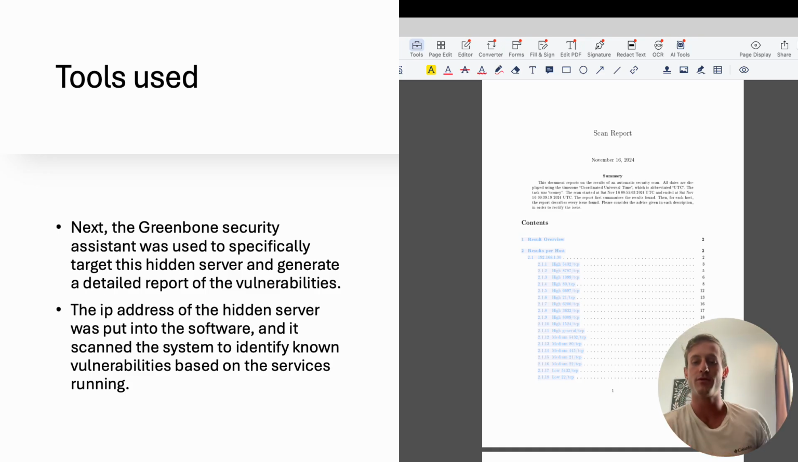All right, some more of the tools that I used. After I discovered the hidden server, next the Greenbone Security Assistant was used to specifically target the hidden server and generate a detailed report of the vulnerabilities. The IP address of the hidden server was put into the software, and it scanned the system to identify known vulnerabilities based on the services running.